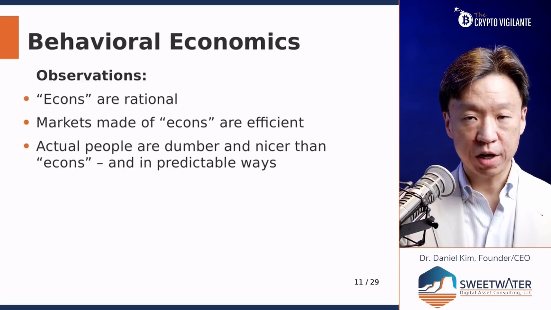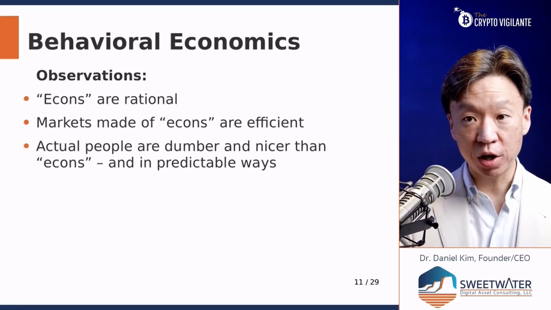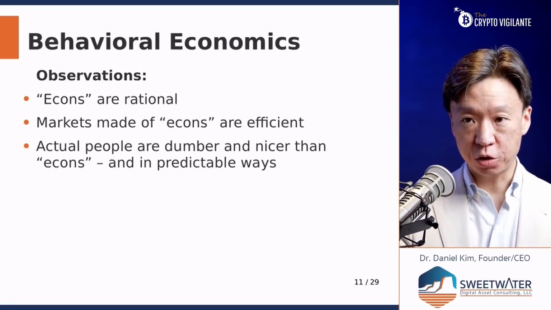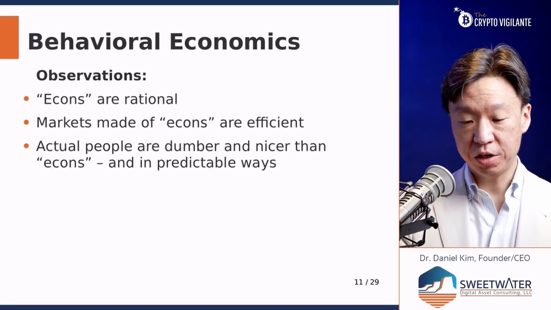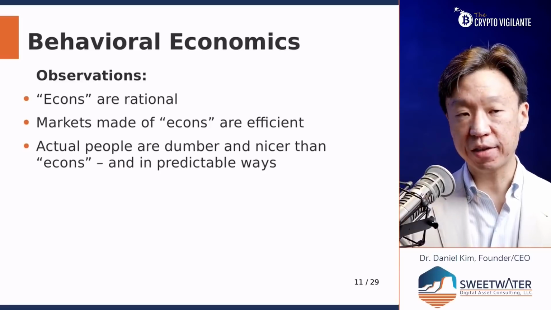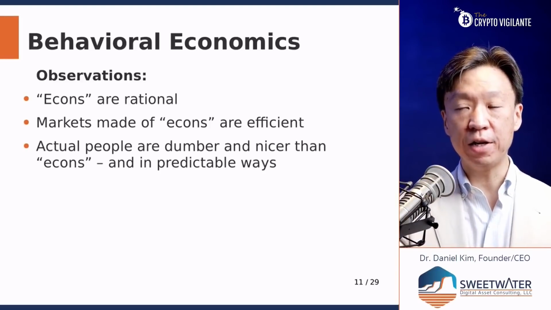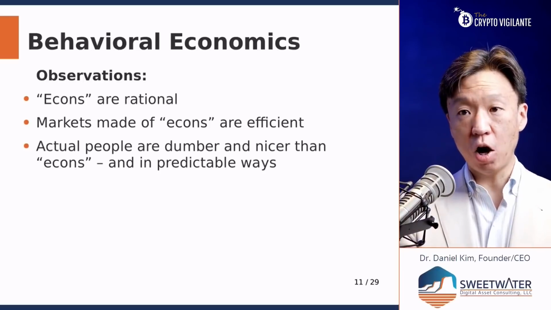What behavioral economics does is to add the following caveat. Actual people are dumber, both dumber in terms of intelligence and nicer in terms of altruism. Because one feature I think that's evolved in humanity is that there's an innate desire in many people to kind of get along.